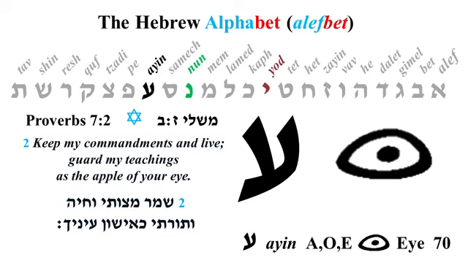The kaf is the open palm. It's "your." The yod is "my" at the end. Kaf at the end is "your eye." And the apple of your eye is your pupil. Okay? Right, that little black center there.